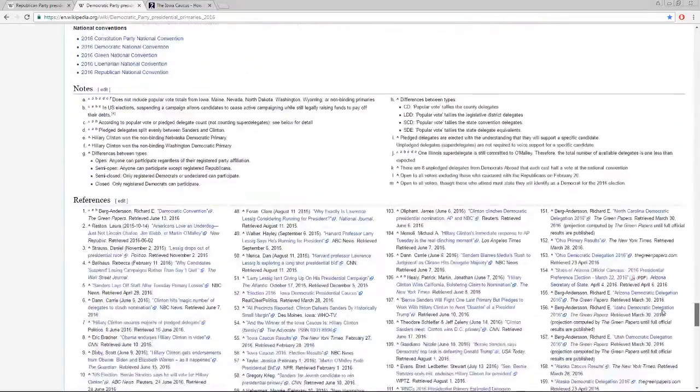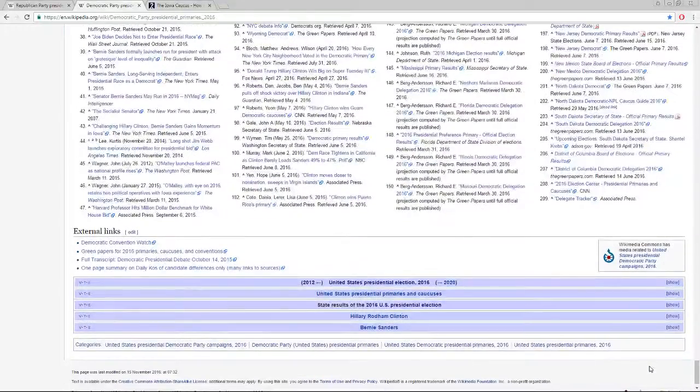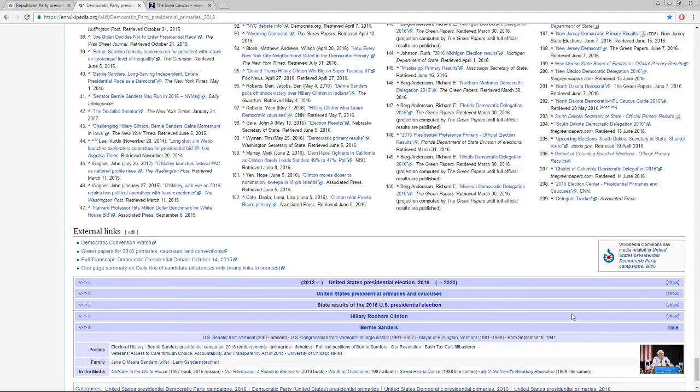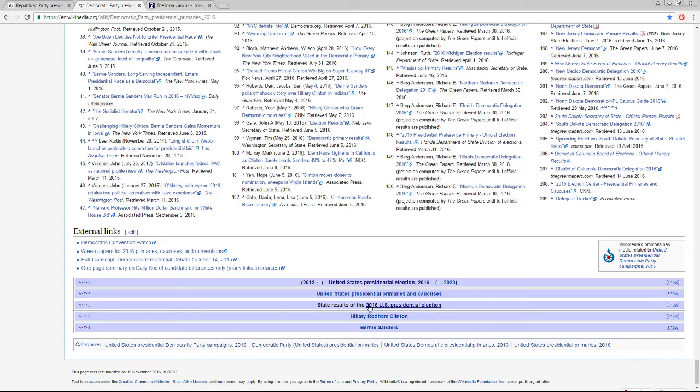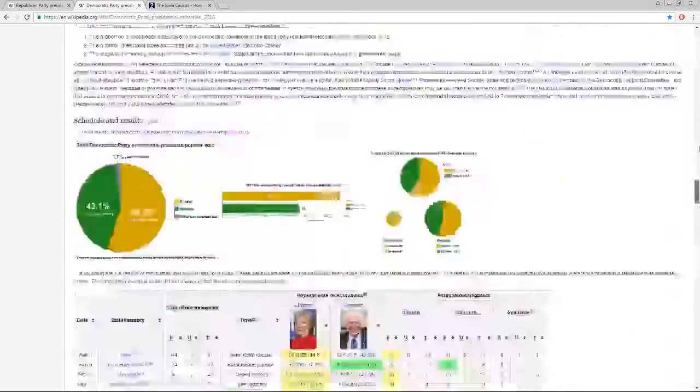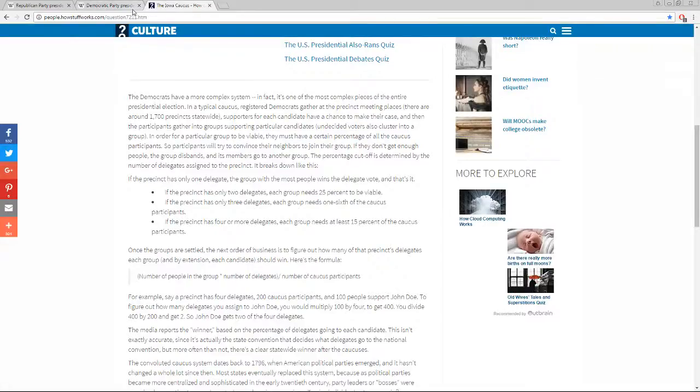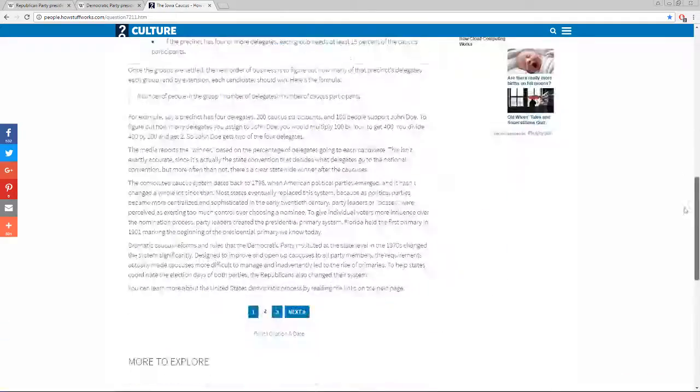Anyways, I don't think there's too much else to say here. Wikipedia is great at citing sources. You can show, they'll give all this extra information about the candidates down here. But anyways, I'll put a link to this article as well.